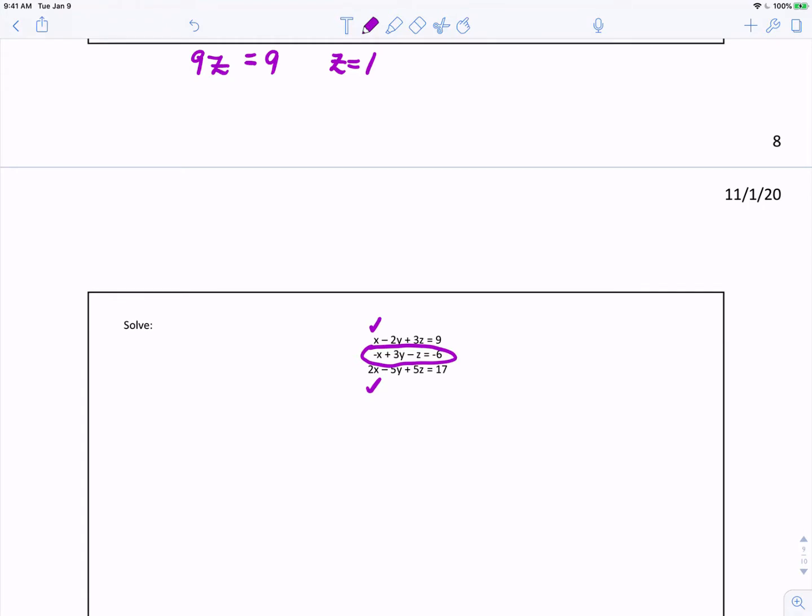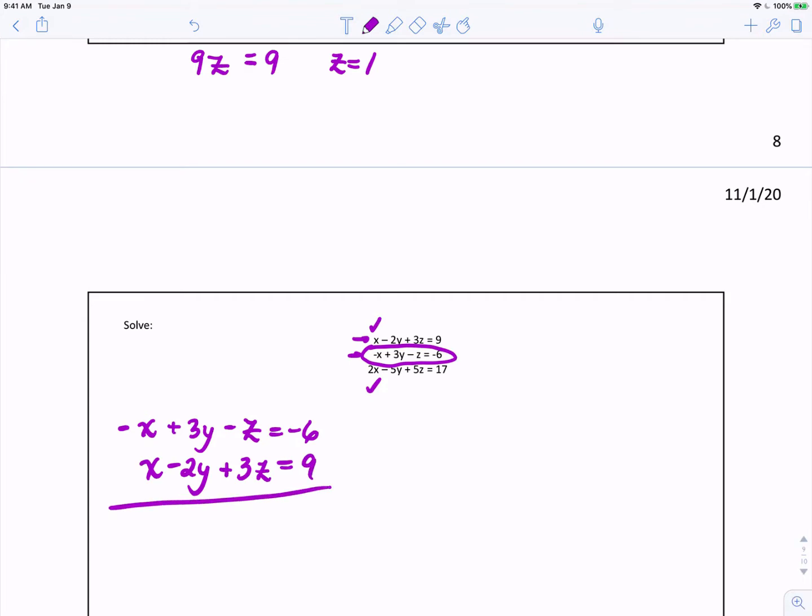So let's take a look at the first equation. The first equation has a positive x, and to get rid of it, I would need a negative x, which I already have in the second equation. So I'm going to take my second equation, negative x plus 3y minus z is equal to negative 6, and I don't have to multiply it by anything to get rid of x in the first equation. The first equation is x minus 2y plus 3z is equal to 9. We're going to add these together, giving us y plus 2z is equal to 3.